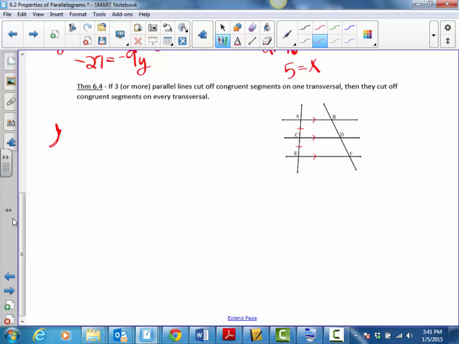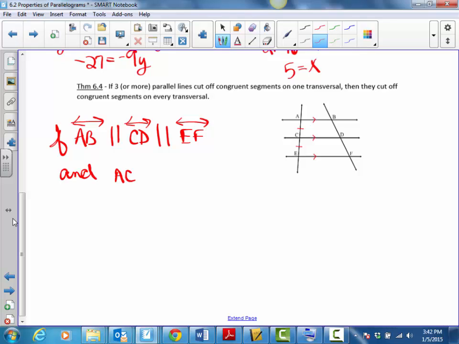Theorem 6.4: if three or more lines are parallel, so if line AB is parallel to line CD is parallel to line EF, and they cut congruent segments, meaning that AC is congruent to CE, then the other transversal's segments are congruent, meaning BD is congruent to DF.